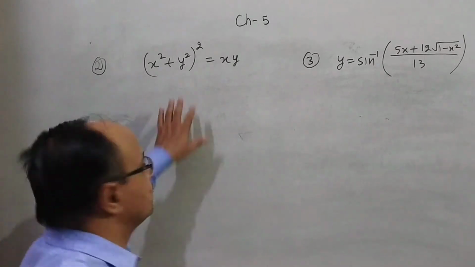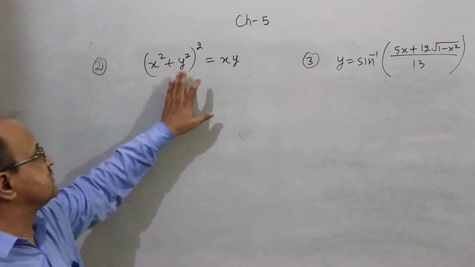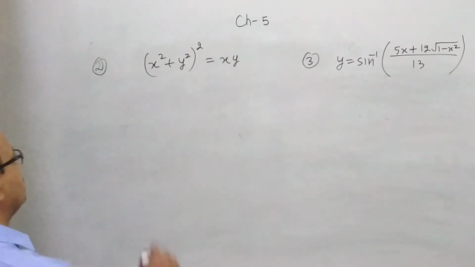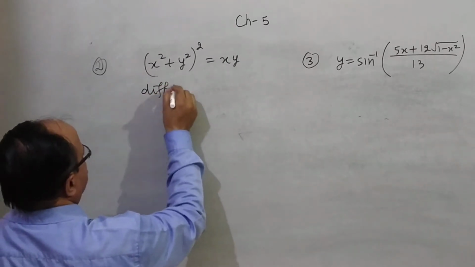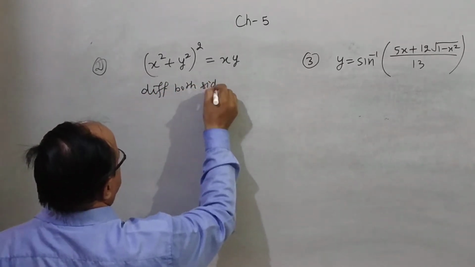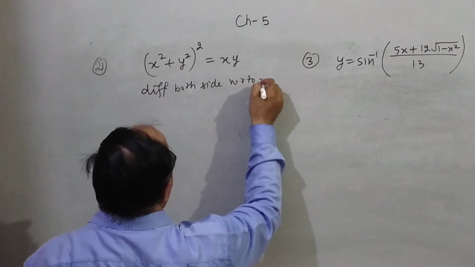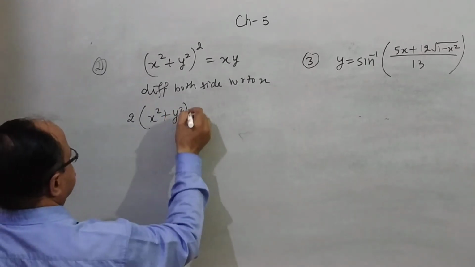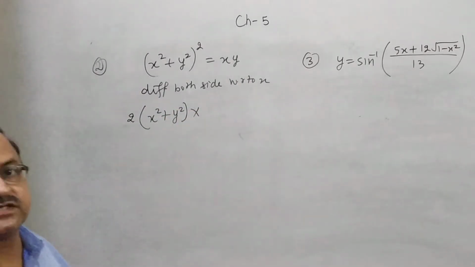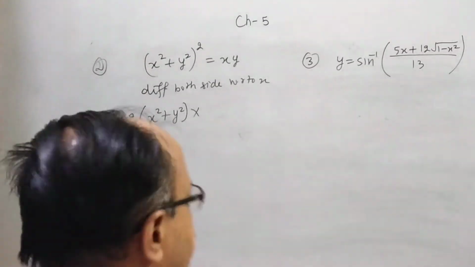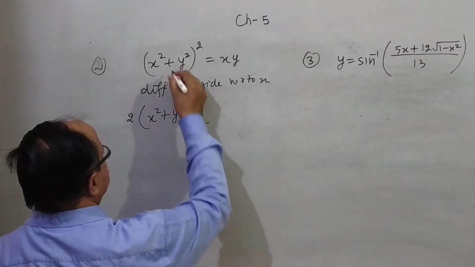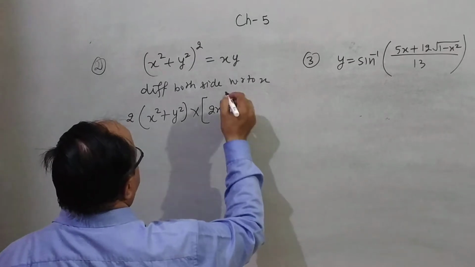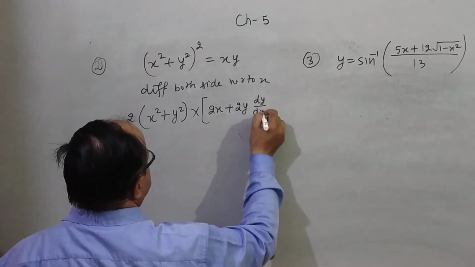Clear? Question number three: (x square plus y square) whole square is equal to xy. We want to find the derivative of this function. Now differentiate both sides with respect to x. Twice (x square plus y square) times the derivative of x square plus y square, that is 2x plus 2y dy by dx.